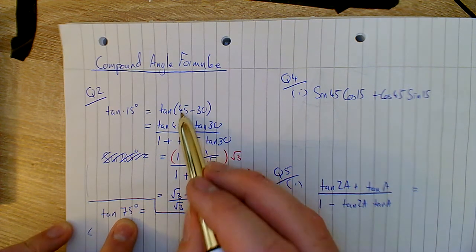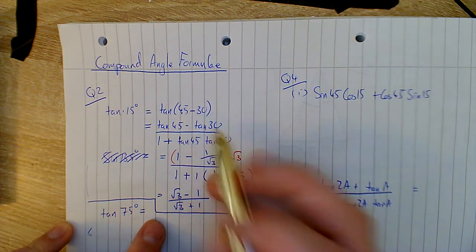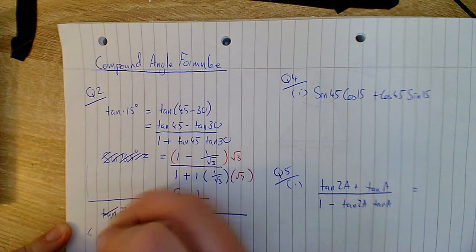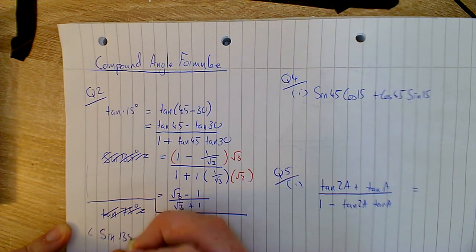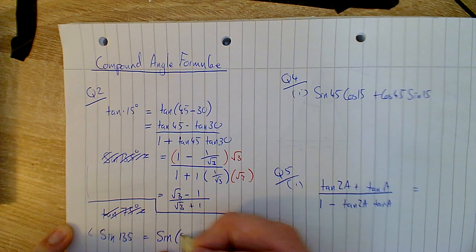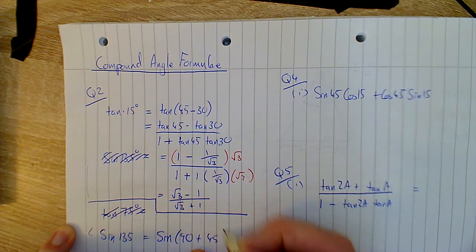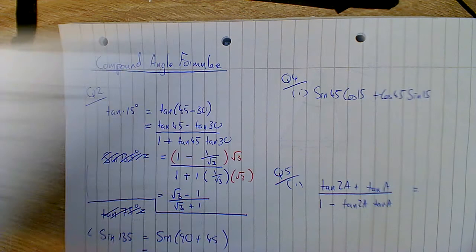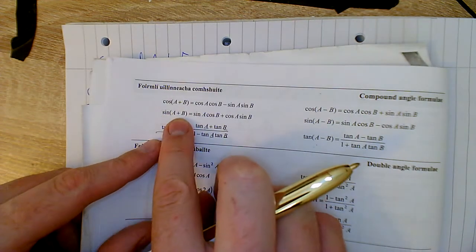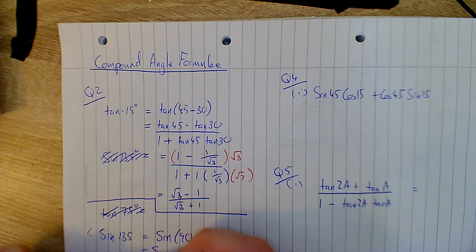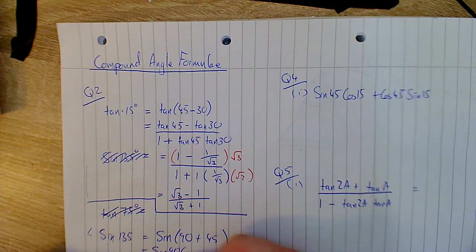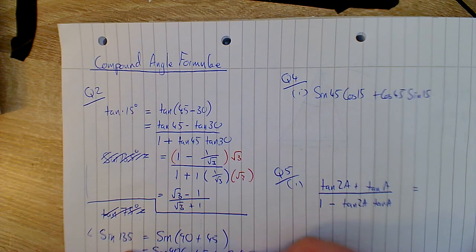Tan of 75 then is 45 plus 30, so that's going to be, in fact, you can do that one yourself. I'll have a look at sine of 135. That's sine of 90 plus 45. So this time you use the formula for sine A plus B, which is sine A cos B plus cos A sine B. So that is sine 90 cos 45 plus cos 90 sine 45.